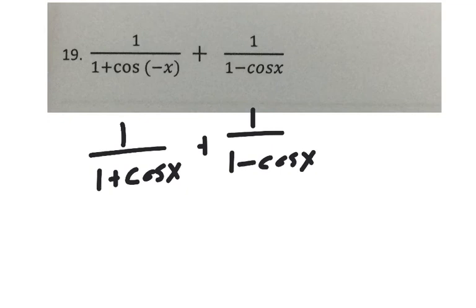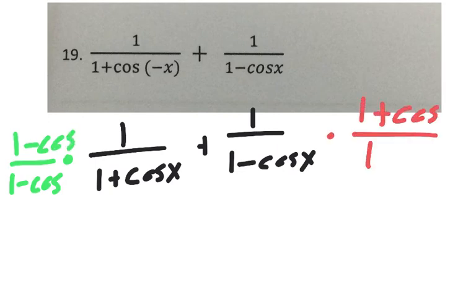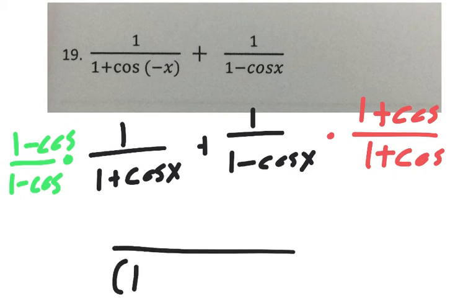Let's think like we did in the last problem. I'm adding fractions that don't have a common denominator. In order to combine them, I need to get a common denominator, which means I'm going to multiply this fraction by 1 minus cosine, and I'm going to multiply the second fraction by 1 plus cosine. Now, we can worry about the denominator later, but I know my denominator is going to be 1 minus cosine of x times 1 plus cosine of x.